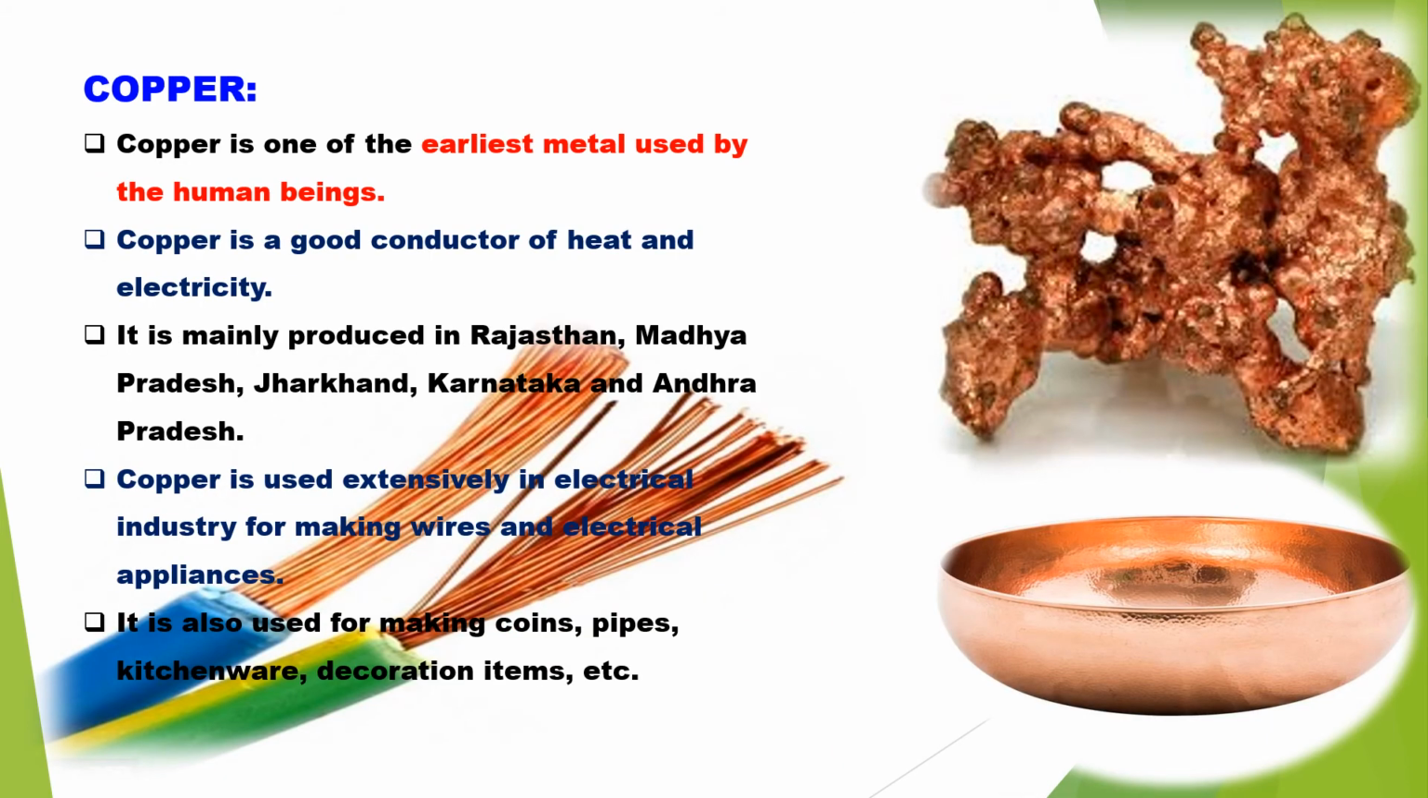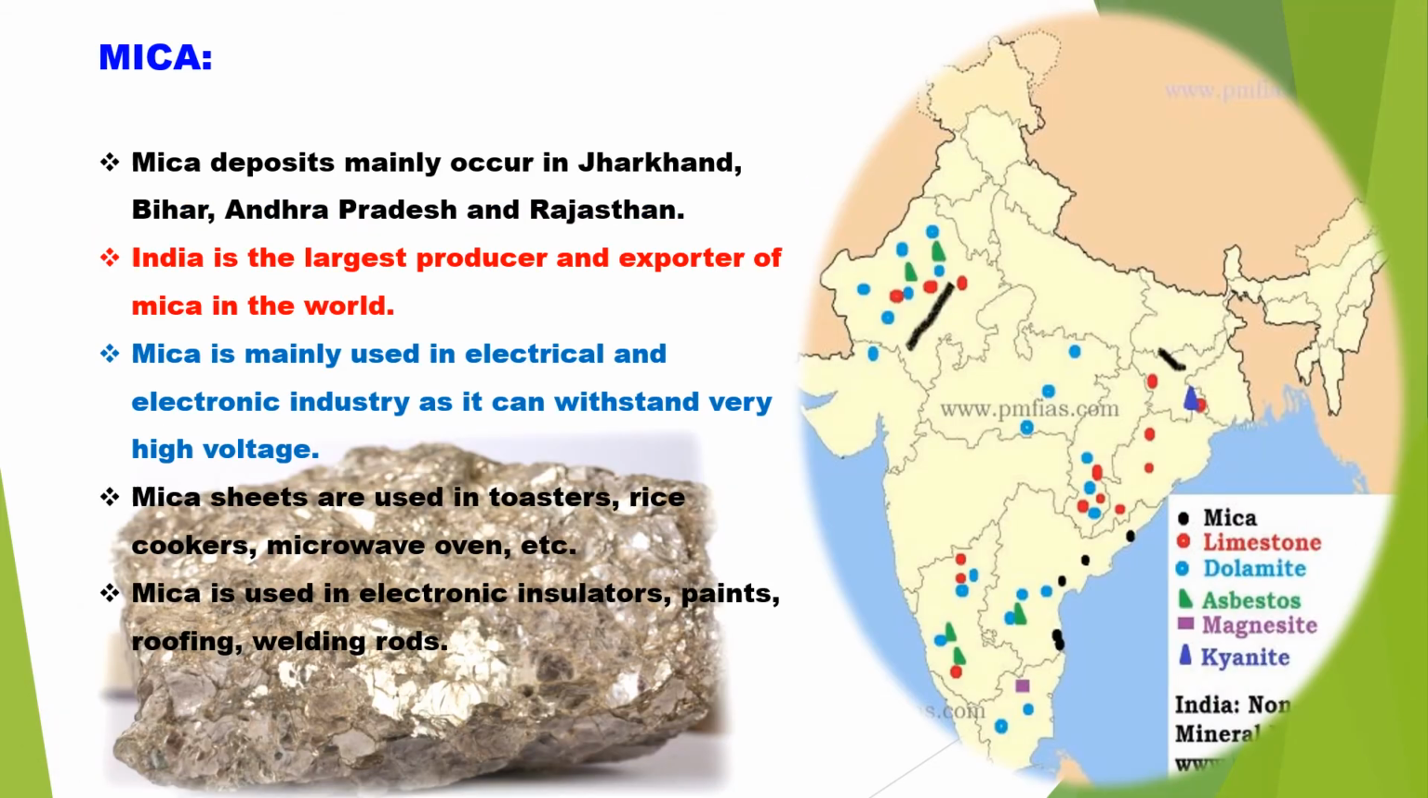And next, copper. You all know that copper is one of the earliest used metals by human beings, and it was used from the ancient period. Copper is a very good conductor of heat and electricity, and it is used extensively in the electrical industry for making wires and electrical appliances. It is also used for making coins, pipes, etc. It is used everywhere. It is used to make vessels also. Large deposits of copper are found in Rajasthan, Madhya Pradesh, Jharkhand, Karnataka, and Andhra Pradesh.